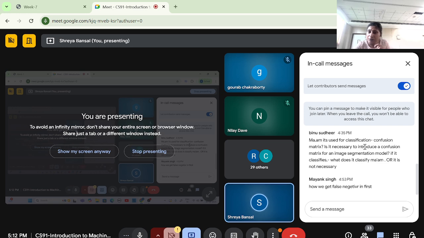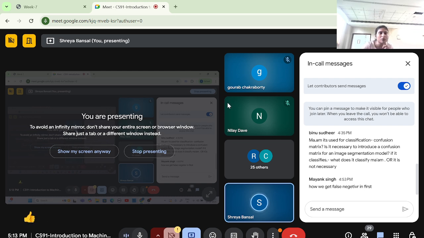Okay, Ma'am, it is used for classification confusion matrix. Is it necessary to introduce a confusion matrix for an image segmentation model? So Binu, you have written image segmentation. Image segmentation is more like classifying each and every pixel under a category, correct? So yes, you can write a confusion matrix. It's just that we never give this confusion matrix officially as results, because it's for your understanding of how many pixels are correctly classified. Generally we have another metric for segmentation models, that is intersection over union, that is how much area is correctly segmented, because we are not concerned with pixel-wise classification, we are more concerned about area-wise classification. So that's why IoU metrics are more beneficial than this confusion matrix calculation.